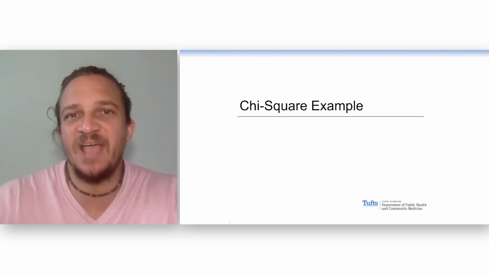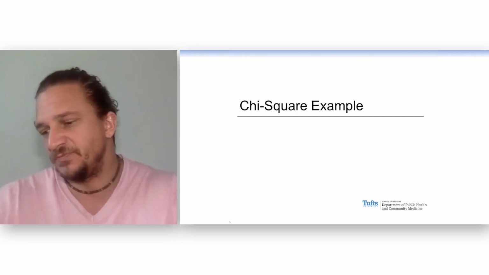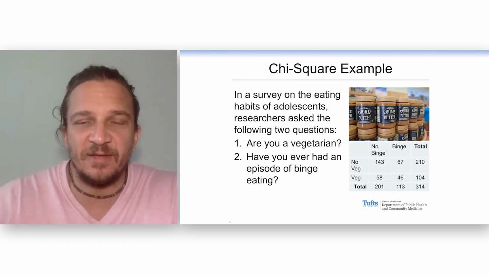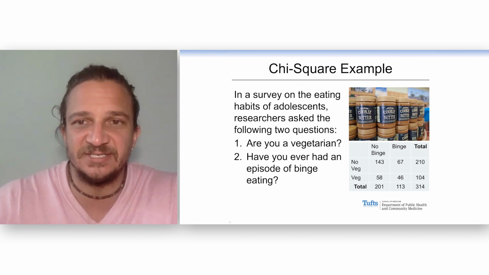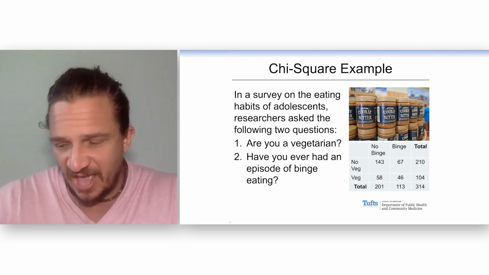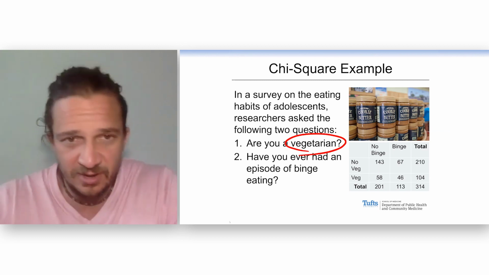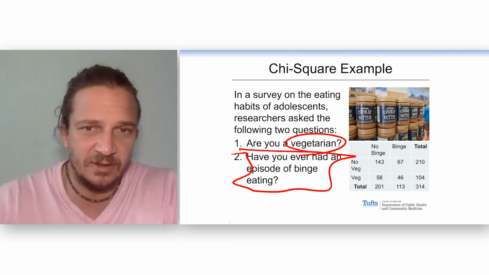Let's work through an example of a chi-square analysis testing the relationship between two categorical variables. These are real data, and we'll see how they were published and written up. It's a survey of eating habits of adolescents. In this cross-sectional study, researchers asked, are you a vegetarian? And have you ever had an episode of binge eating?